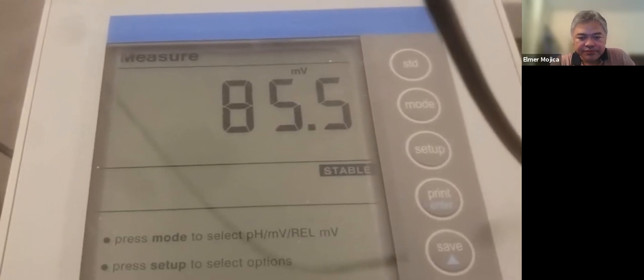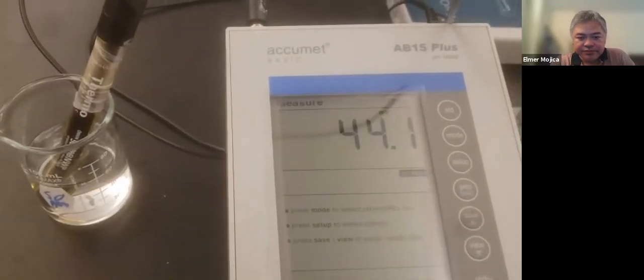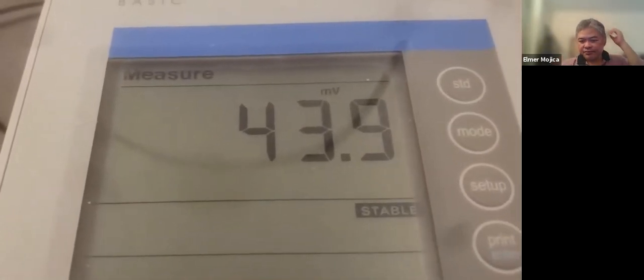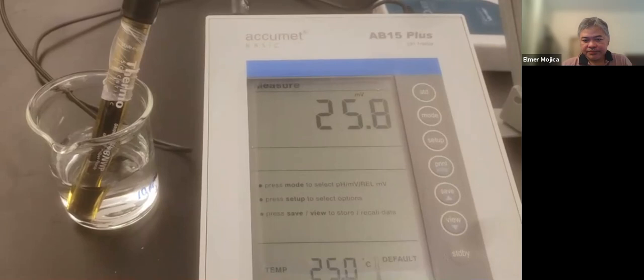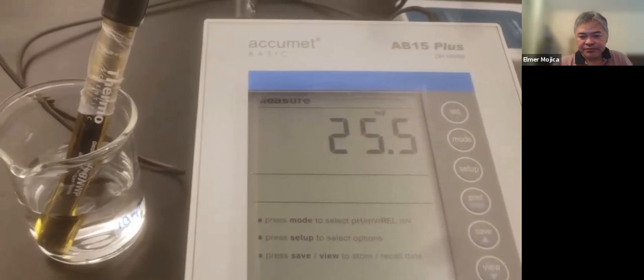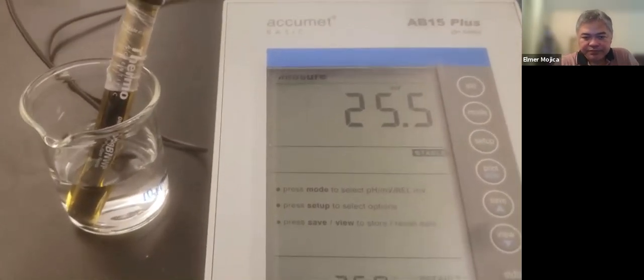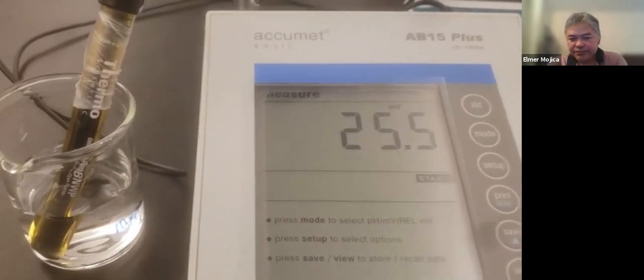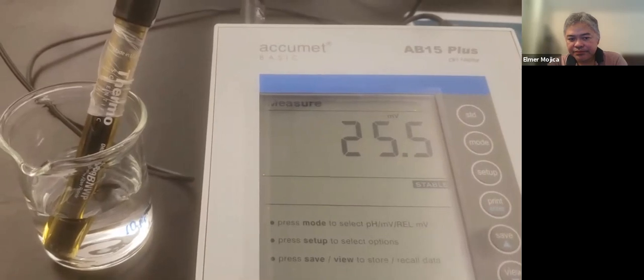So you have 85.8. You can put it there, 85.5. From the 85.5 for 1 ppm, we now have 5 ppm. The stable sign is already coming out, so it's 43.9. From 43.9, the reading of the 5 ppm, we now go to 10 ppm. The stability is much faster because you have a much higher concentration. So 25.5 is the reading for 10 ppm.